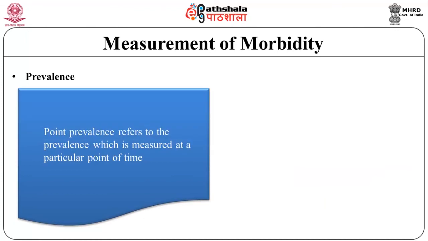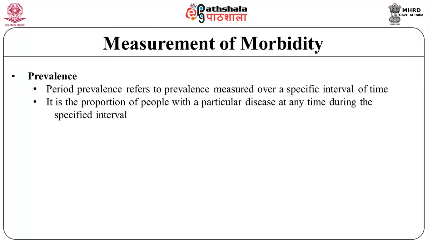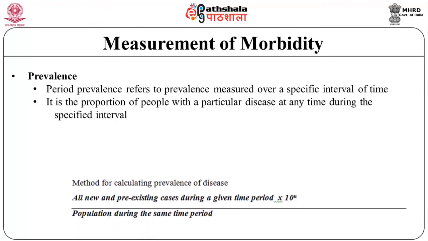Point prevalence refers to the prevalence which is measured at a particular point of time. It is the proportion of individuals with a particular disease on a particular date. Period prevalence refers to the prevalence measured over a specific interval of time. It is the proportion of people with a particular disease at any time during the specified interval.